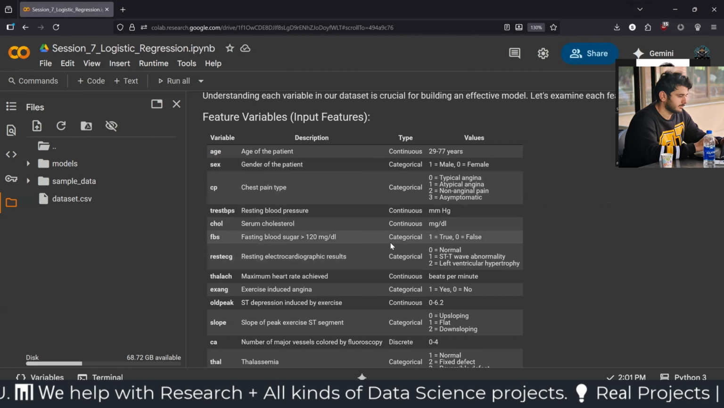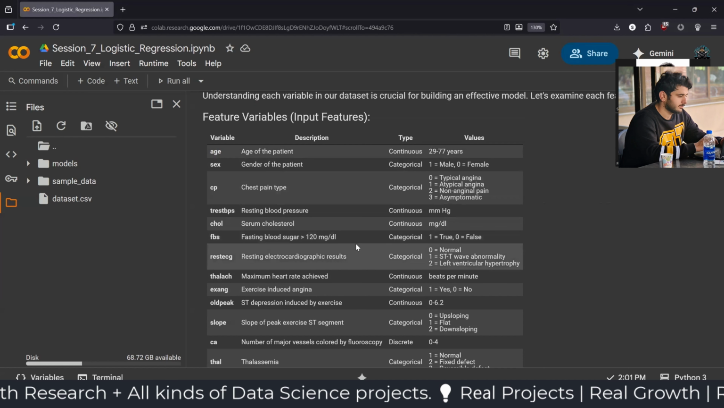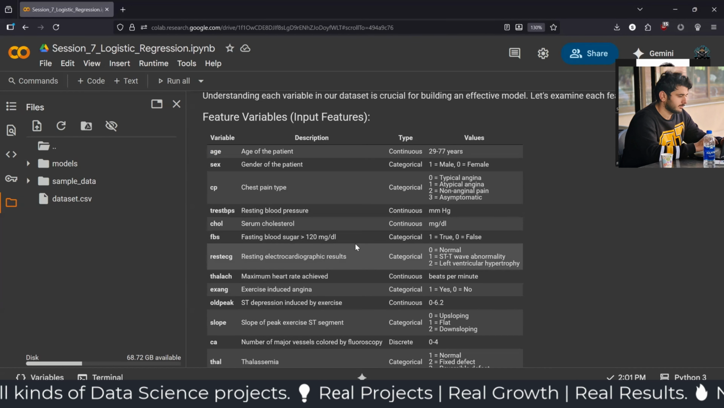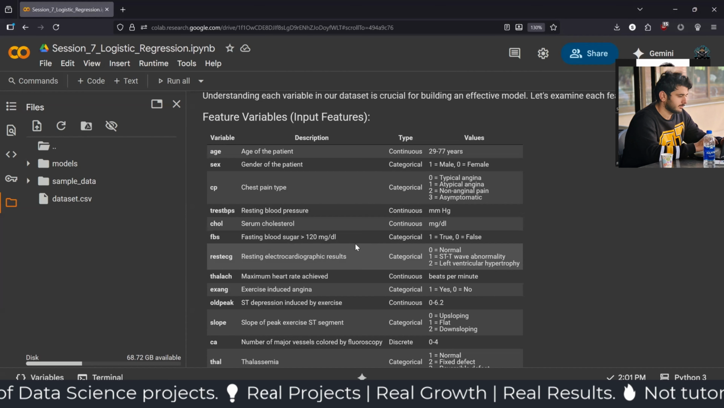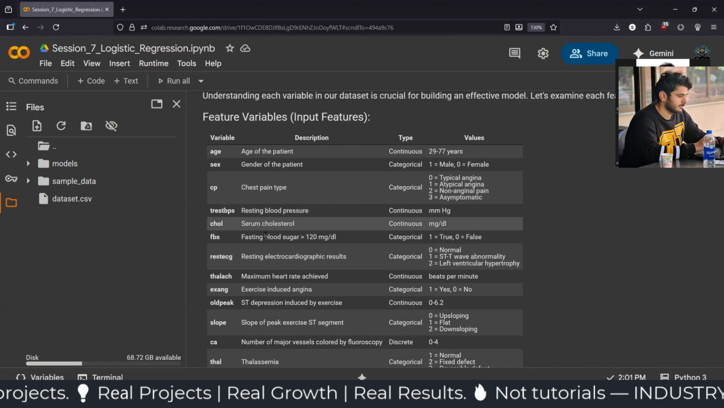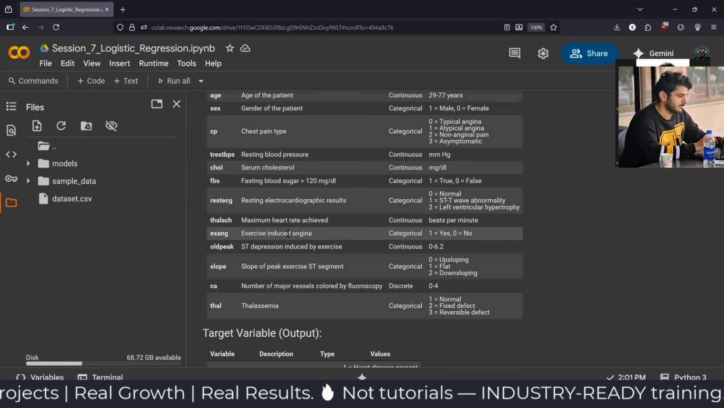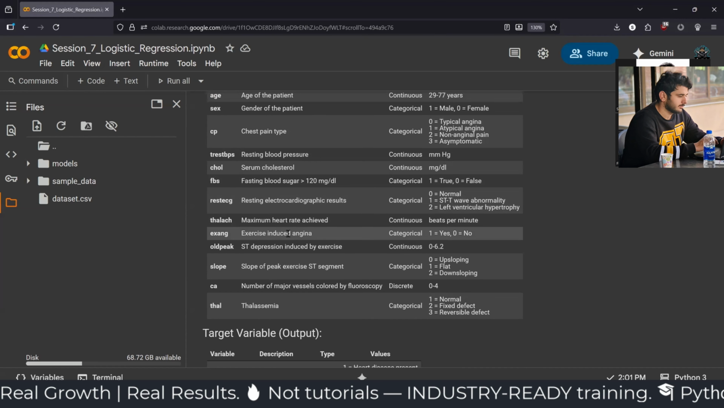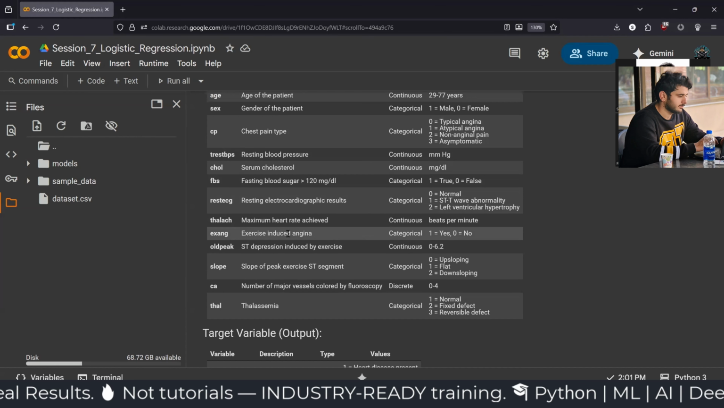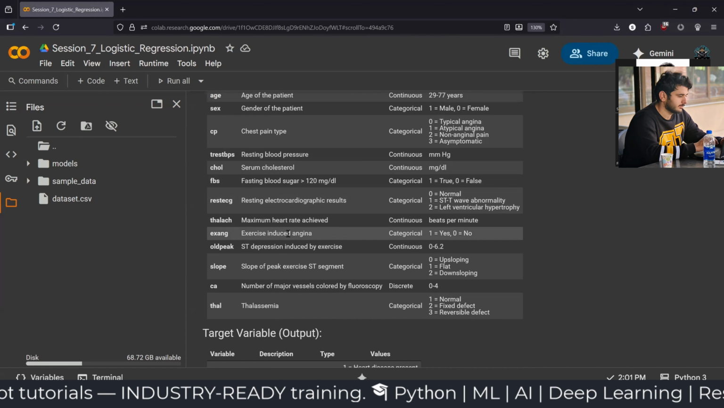This is something that we call data description. Whenever we are working on some kind of data set, you must have a data description of what the columns mean. We have resting blood pressure, cholesterol levels, fasting blood sugar, and different medical terms. Whenever you go to a hospital, they take a history, and based on that, they consult you to the doctor. This is what we call history.